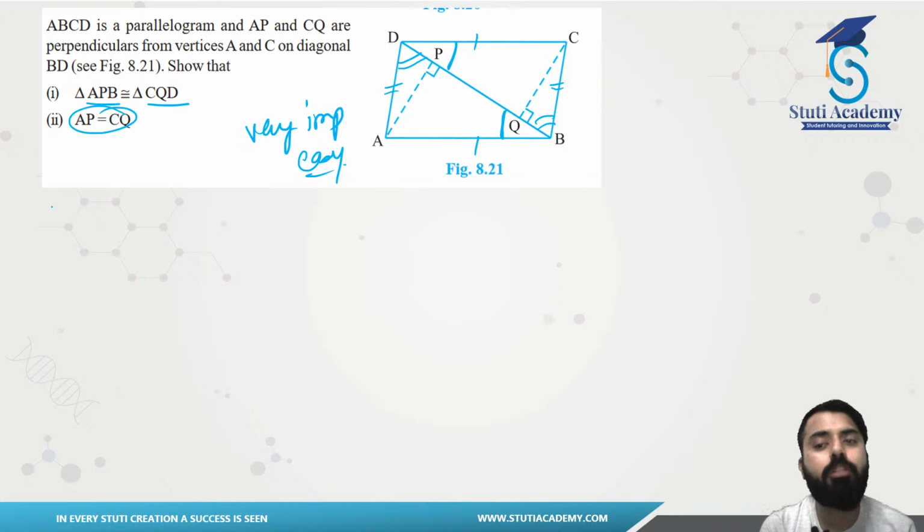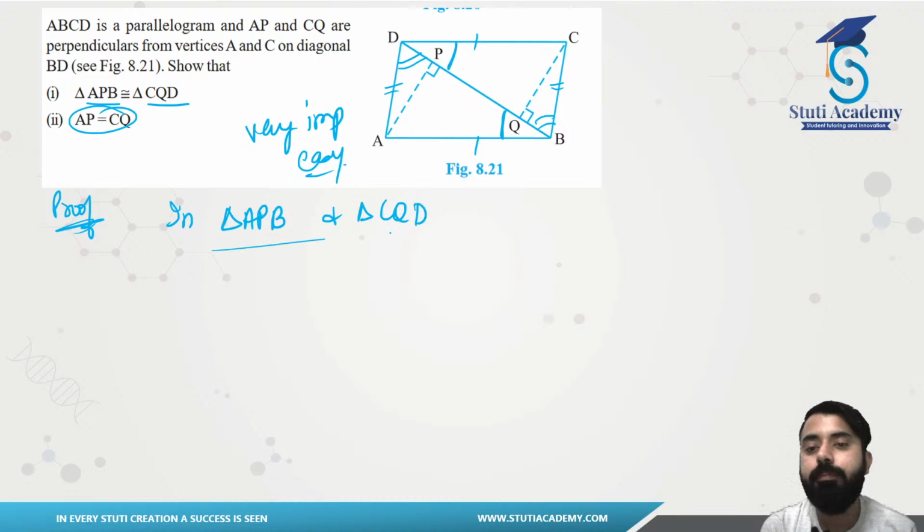We are going to jump into the proof. So let's start with the proof. So for this, we are going to take two triangles, triangle APB and triangle CQD. Right. In these two triangles, APB is this one, CQD is this one. I know AB is equal to CD. This side is equal to that one.